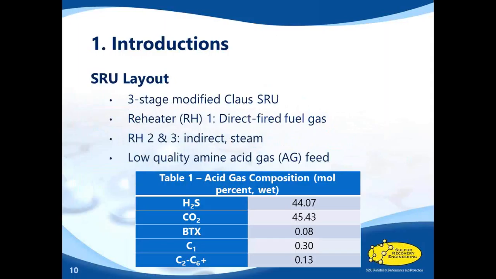The layout used in the paper is a 3-stage modified Claus SRU with a direct-fired fuel gas reheater in the first catalytic stage, with indirect steam reheaters in the remaining 2 stages. The acid gas feed being used is low quality, with an H2S content of approximately 44 mole %. So now I'm going to pass the floor to Dharmesh, who will present an overview of the tuned SRU model in VMG Sim Dynamics, and who will show us the acid gas composition feeding the model.